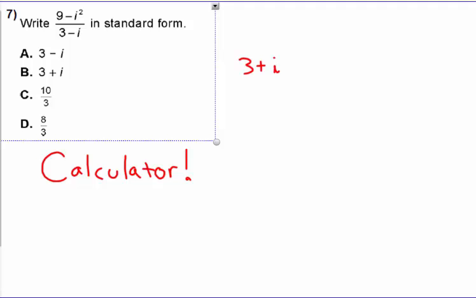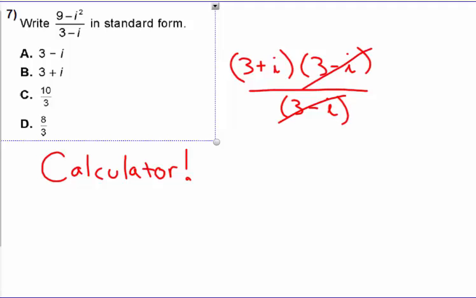So if we look at 9 minus i squared, that actually is something squared minus something squared, so it factors to 3 plus i times 3 minus i. And we have 3 minus i in the denominator. Those reduce to 1, and our answer would just be 3 plus i, so B.